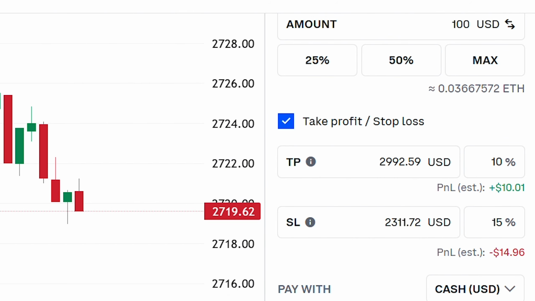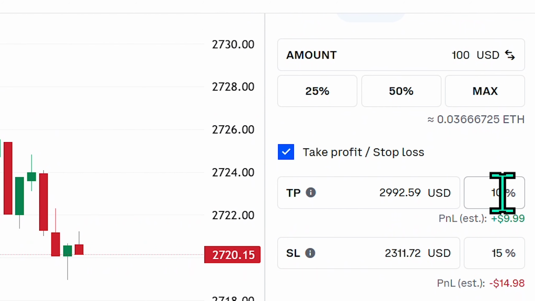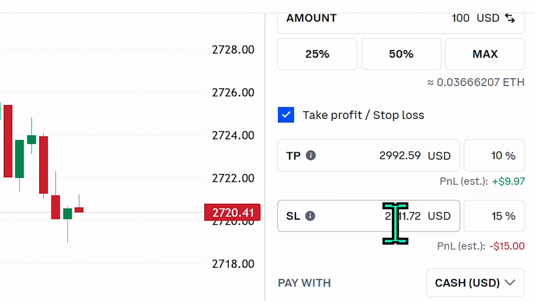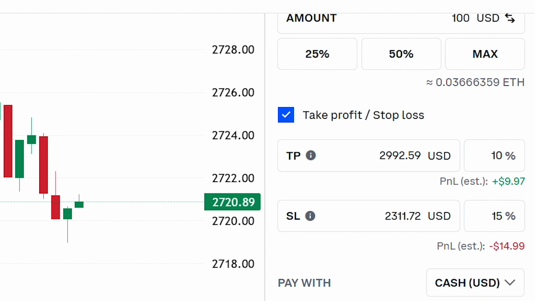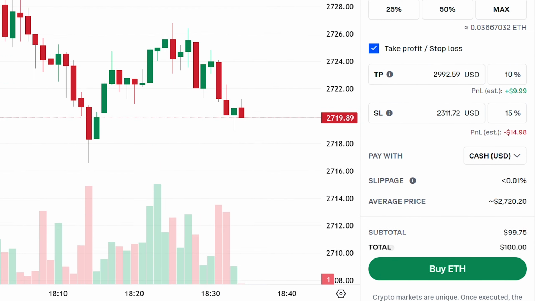So now that we set this up, we're going to buy $100 worth of Ethereum. If it goes up 10%, we're going to take out our investment. If it goes down 15%, we're going to take out our investment. And we also see over here that it adjusts the average price. It tells us the subtotal, the fee, and the total it's going to cost.